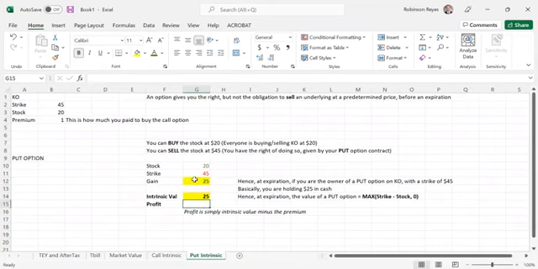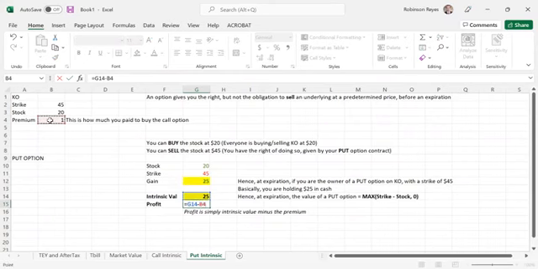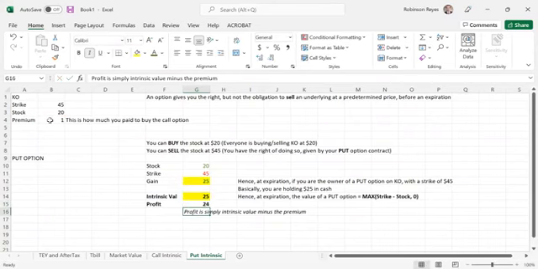Now, what is our profit? In the case of a put option, it's the same thing: intrinsic value minus the premium, which is how much we paid for it, and that's it. So now we have calculated not only the intrinsic value for a call option, but also for a put option. And I hope this is helpful.